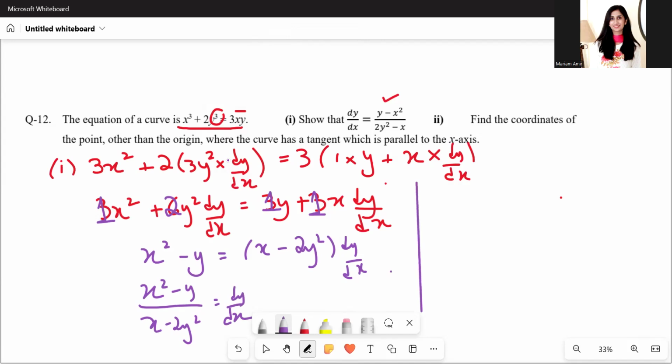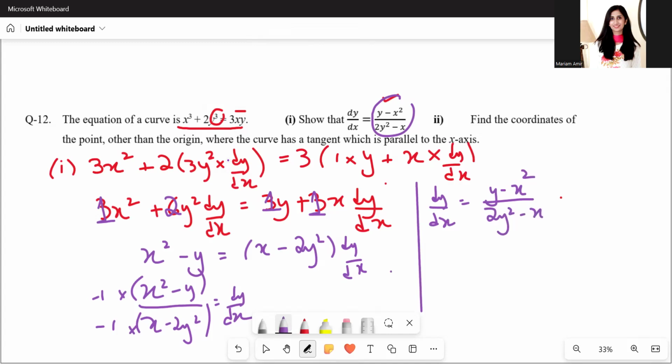Now, this is still not the same as this. So what we can do is multiply by -1 with the numerator and by -1 with the denominator, which gives us exactly the same expression. So that's done. Part 1 is done.